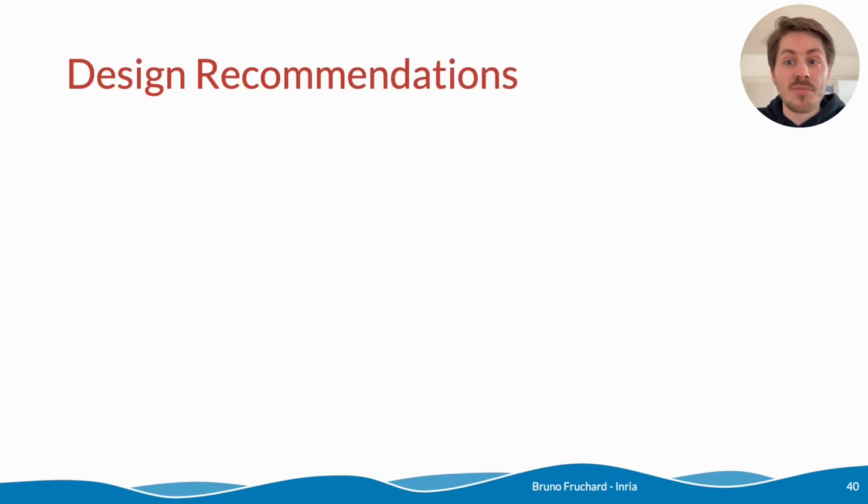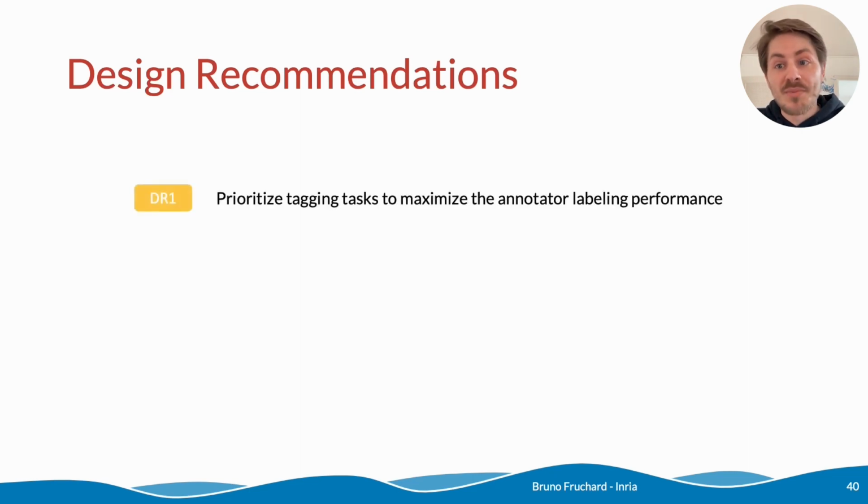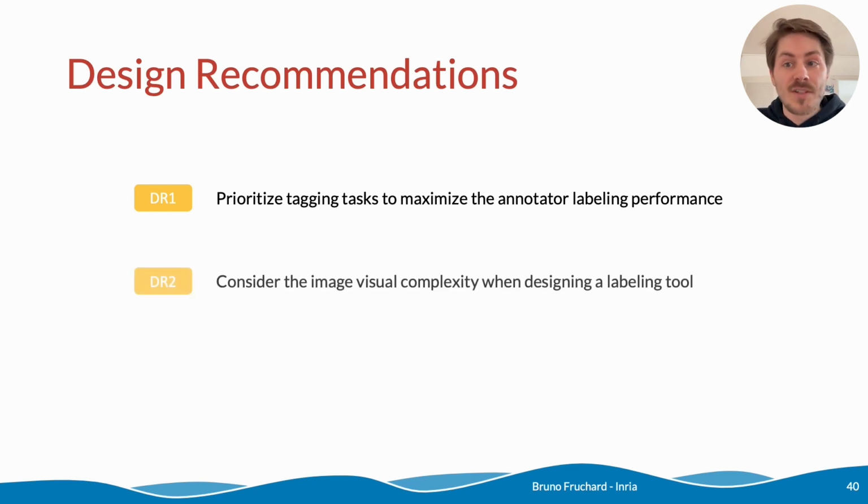Based on these results, we propose 3 design recommendations. Tagging tasks should be preferred when designing labeling tools. We recommend considering the visual complexity of images when designing labeling tools, as it seems to have an impact on the user performance. Finally, we observed more errors using persistent buttons in the first experiment, but not the second. These were likely mode errors, therefore designers should implement safeguards.